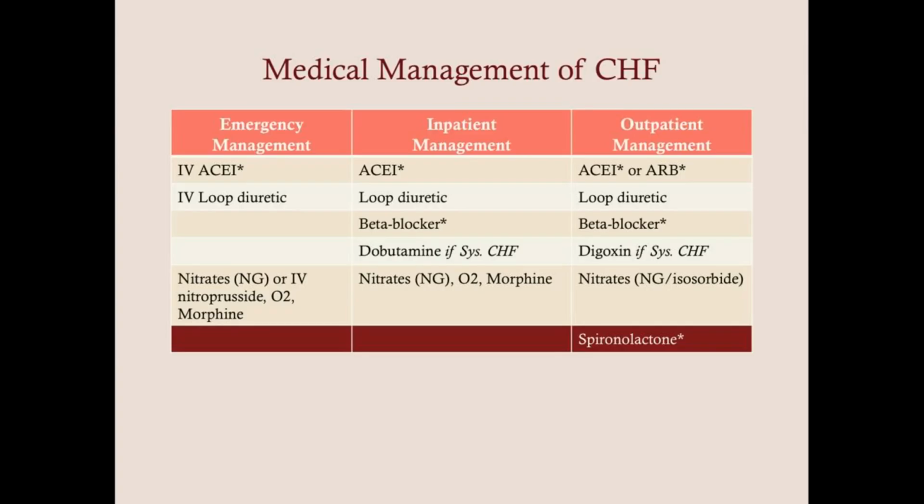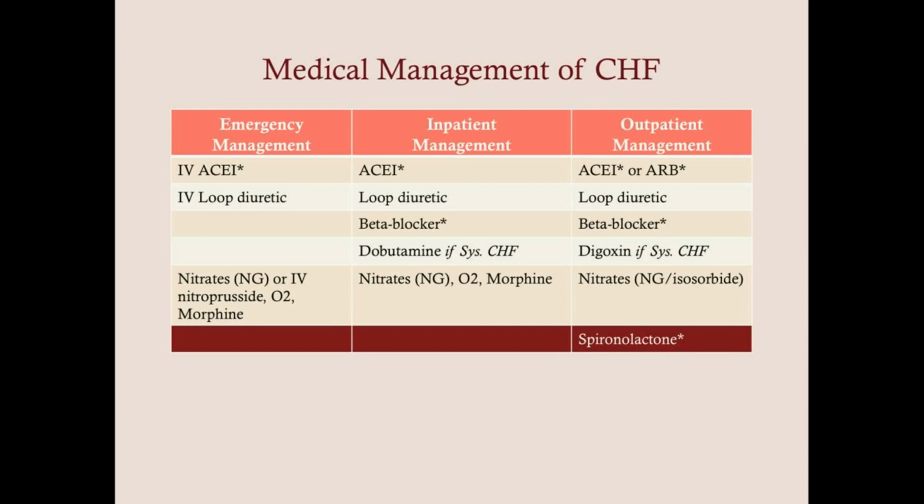So recapping how we treat congestive heart failure and when we use these drugs. When the patient comes in and we diagnose them with congestive heart failure, which is usually done on chest x-ray, we will give them IV ACE inhibitors and IV loop diuretics. That will lead to the quickest resolution of symptoms. We're also going to give them nitrates or IV nitroprusside, oxygen, and morphine, and those are just supportive care.